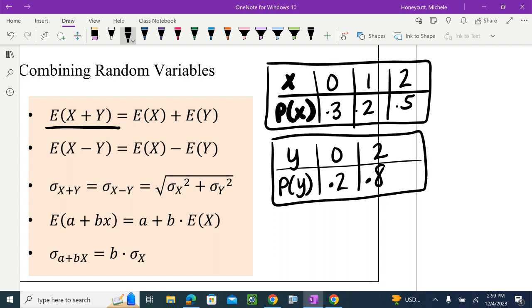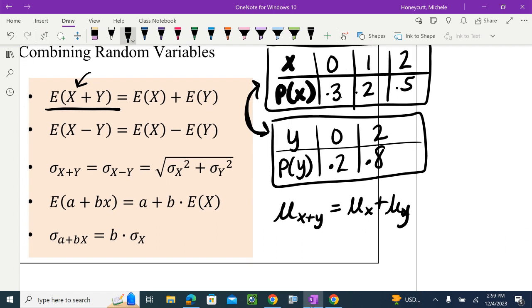If I were to take these two distributions and combine them together through adding, the way that I would find the mean of both of those together, instead of having to find a new distribution, I would just take each mean and add it. The expected mean from x with the expected value from y. For subtraction, you subtract the means.